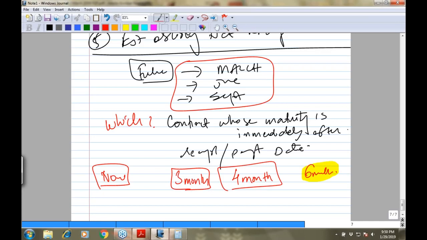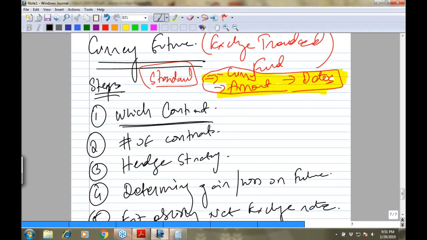Why? Because we always need to use the contract whose maturity is immediately after the borrowing, immediately after this receipt or payment date. So the contracts that we need to use are the ones whose maturity is after the receipt or the payment date. So if I say the various steps for the currency futures, number one of them is which contract to go for. So you would go for the contracts which have a 6-month expiry.